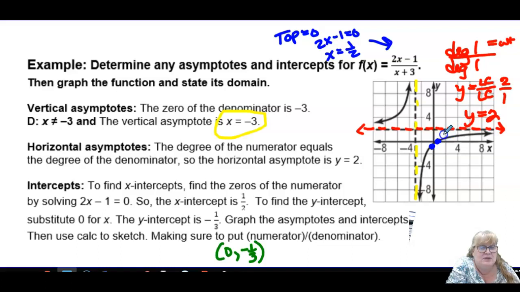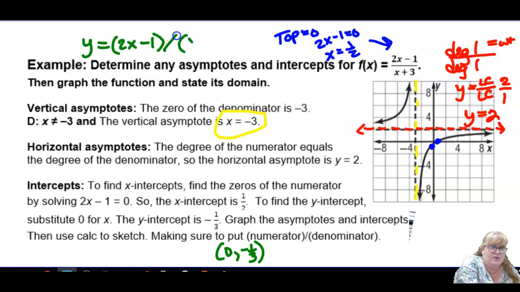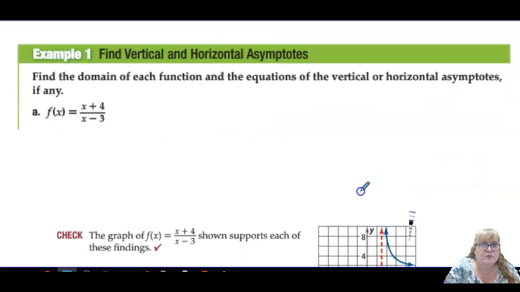can type it in your calculator to graph it. But to do that, you have to be real careful and put parentheses around the top. You would go y equals (2x minus 1) divided by (x plus 3). Both the numerator and denominator have to be in parentheses. And then it would show you, and you could look for some extra ordered pairs to make a nice graph.